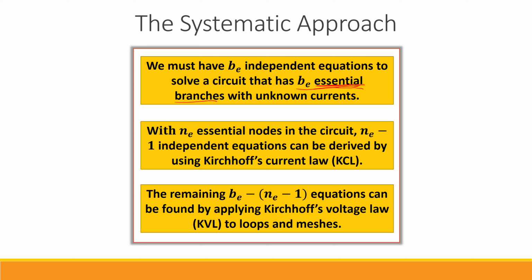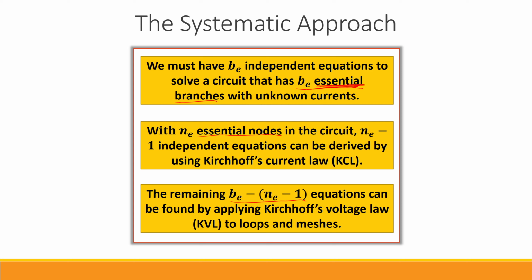For the first step, to come up with these B_E equations, first we find the essential nodes. So let's say we have N_E essential nodes. Out of these N_E essential nodes, we need to come up with N_E minus 1 independent equations that can be derived by using Kirchhoff's current law, or KCL. The remaining B_E minus (N_E minus 1) equations can be found by applying Kirchhoff's voltage law, or KVL, to loops and meshes.